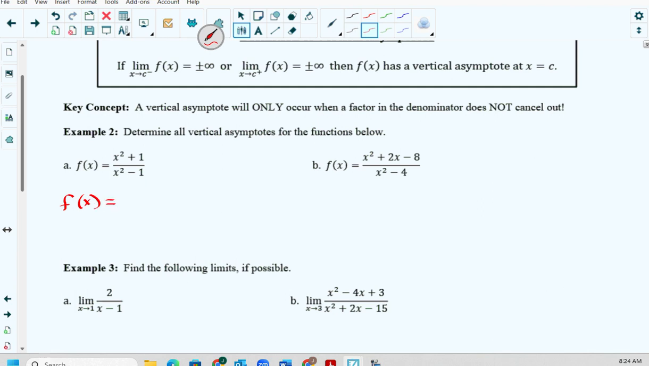All right, guys, letter A, does that numerator factor? It does not. The denominator does. What does it factor into? Nothing cancels out, so we have 2 vertical asymptotes. Your vertical asymptotes are at x equals positive and negative 1. You guys remember doing this with rationals? All right, you try letter B for me.